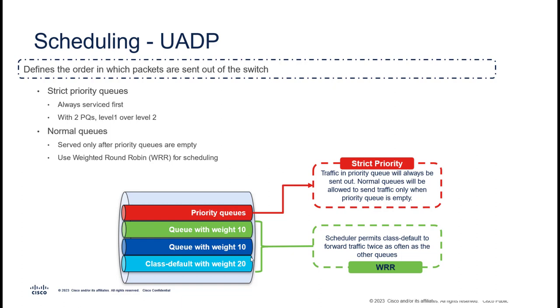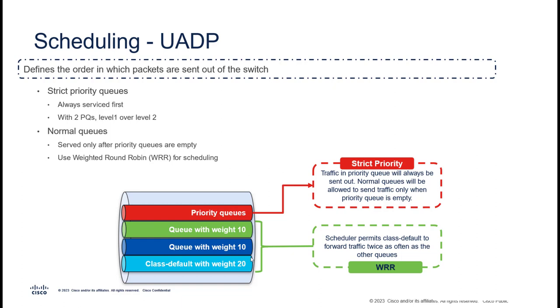Coming to scheduling, scheduling is the algorithm that is used by the switch to determine the order in which the packets are sent out of the switch. So essentially, the switch scheduler determines which queue can send traffic out and when. And looking at the way the scheduler determines this, we're using a series of easy to understand rules. The first rule is strict priority queue will always be serviced. So what does this mean? This means that as long as there's traffic in the priority queue, then the traffic in the priority queue will be serviced and will be allowed to send the traffic out at the expense of the traffic that's coming into the remaining queues.